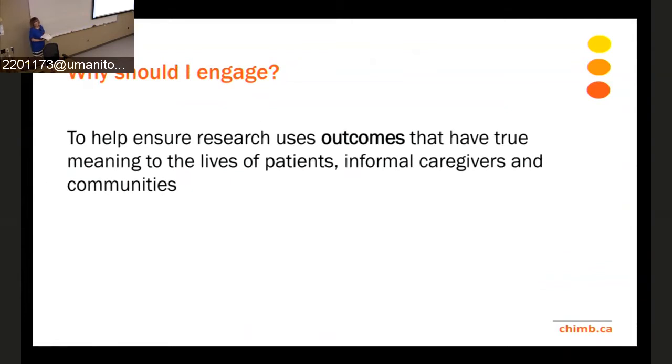To help ensure research uses outcomes that actually have true meaning to the lives of patients, informal caregivers, and communities. It's amazing how many times we talk about patient-reported outcome measures, but they haven't been designed with patients. How many times, I know with me, I've had a loved one say, well, I had surgery and I answered this long survey afterwards, and they didn't ask the question that I really wanted them to ask about. And I'd love to know how many other people like me are experiencing this. And this is an actual outcome measure that's important to me. So it's really important to think about how to engage people around what outcome measures are important.